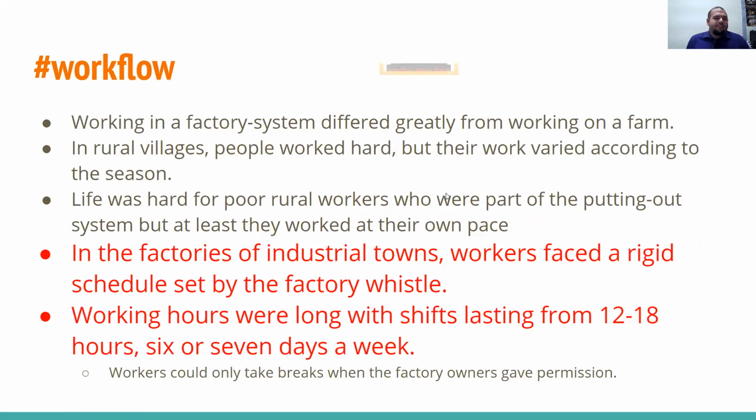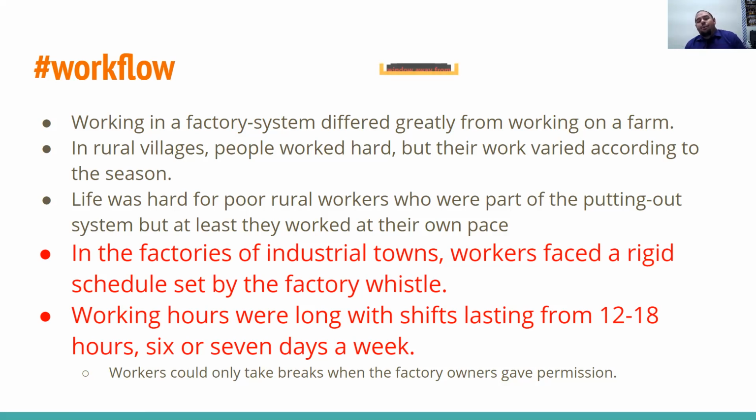All right, hashtag workflow. So working in a factory system differed greatly from working on a farm. In rural villages, people worked hard, but their work varied according to the season, right? In the summer, you're going to be working. In the fall, you're going to be working until the sun goes down. In the winter, you might not have work on certain days because it's too cold, rainy, the weather's not right. Spring, you kind of work, you kind of don't. So that's according to the seasons, right?